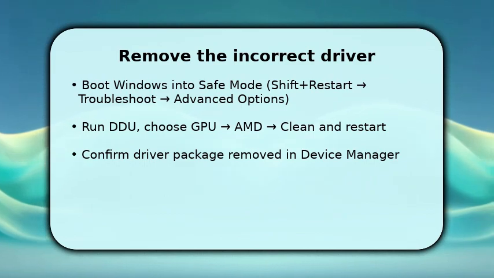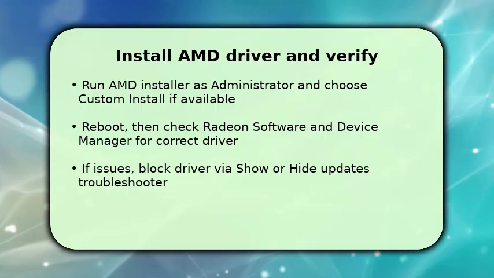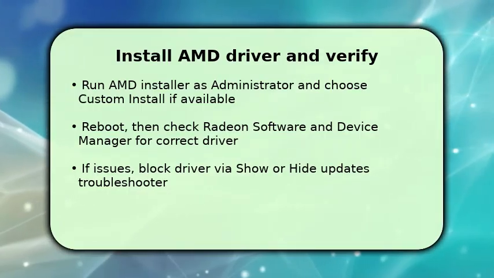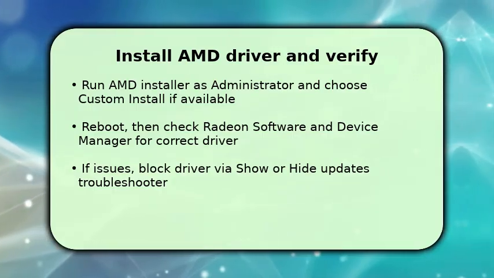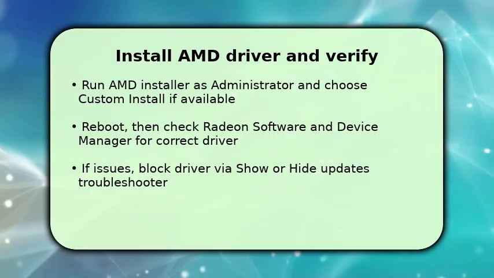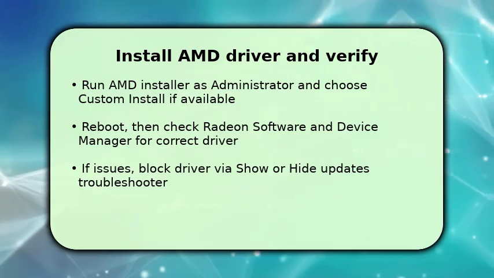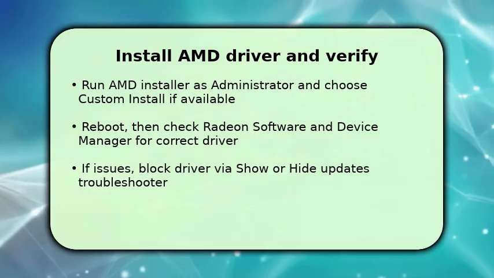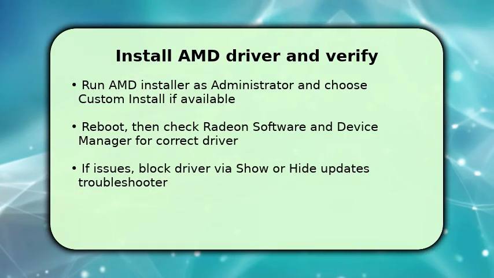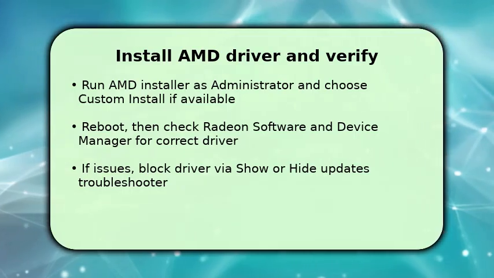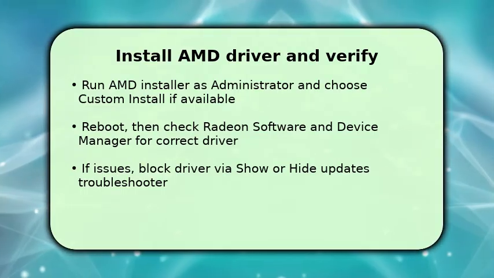With the system clean, run the AMD installer as administrator and select a custom or clean install to ensure only the correct components install. After installation, reboot and open Radeon software to confirm functionality. Check Device Manager for the exact AMD driver version. If Windows Update tries to replace it later, use the Microsoft Show or Hide Updates troubleshooter to block the wrong package. If performance or crashes persist, restore the point you made and retry with a different stable driver build.